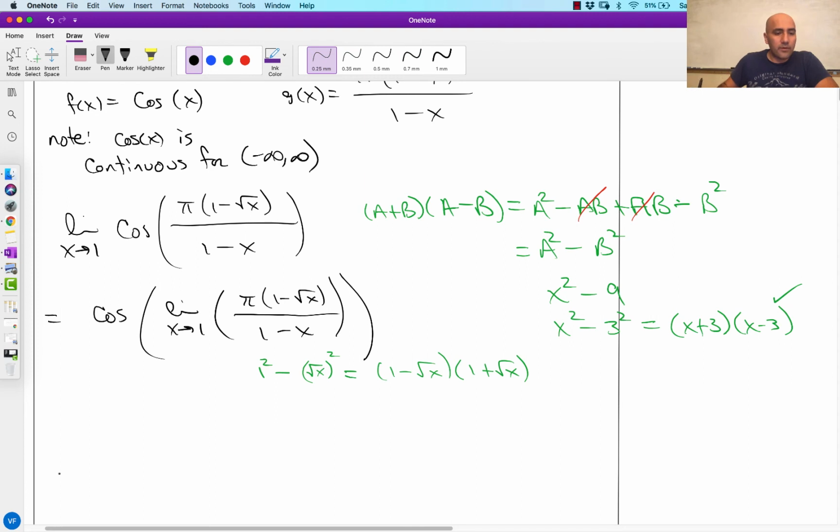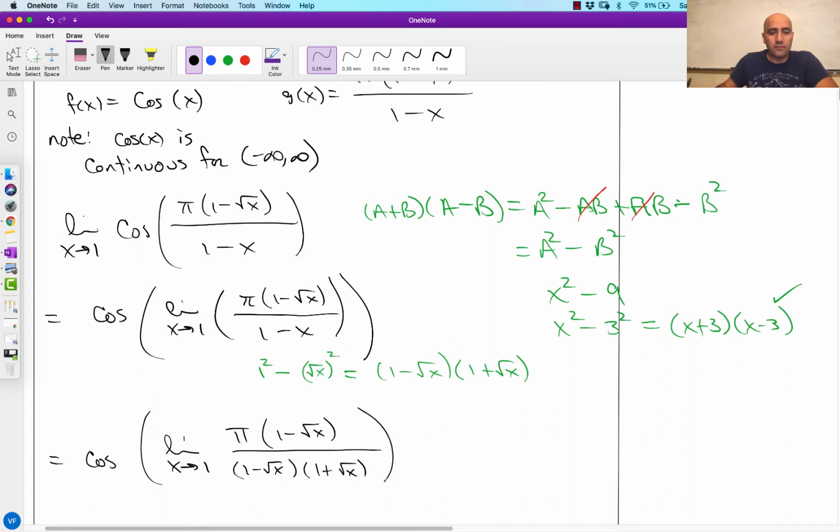So let me recopy the whole thing. So now that leads me to cosine of the limit as x approaches 1 of pi times (1 minus root x) all over (1 minus root x) times (1 plus root x). And now I get to cancel out this with that, leaving me just pi in the numerator and 1 plus square root of x in the denominator.